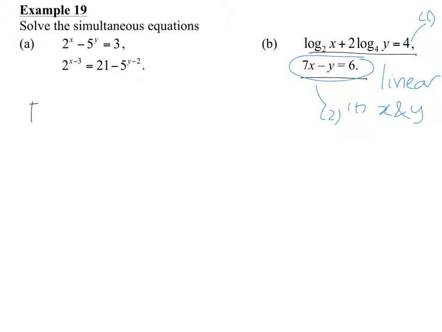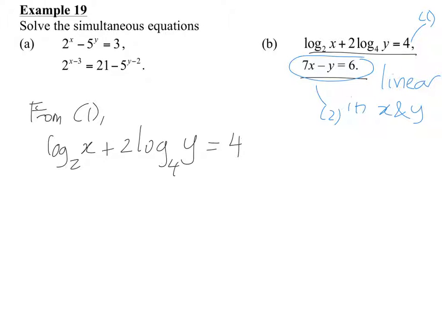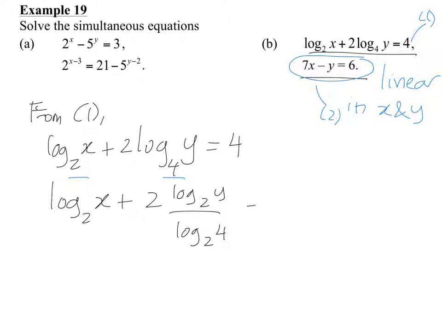From equation 1, I have log base 2 of x plus 2 log base 4 of y equals 4. The same method applies. You have to analyze the base first. They are of different bases, so the very first step is to change to a common base. The common base is base 2. So I change to log base 2 of y over log base 2 of 4 equals 4. Notice that log base 2 of 4 equals 2.